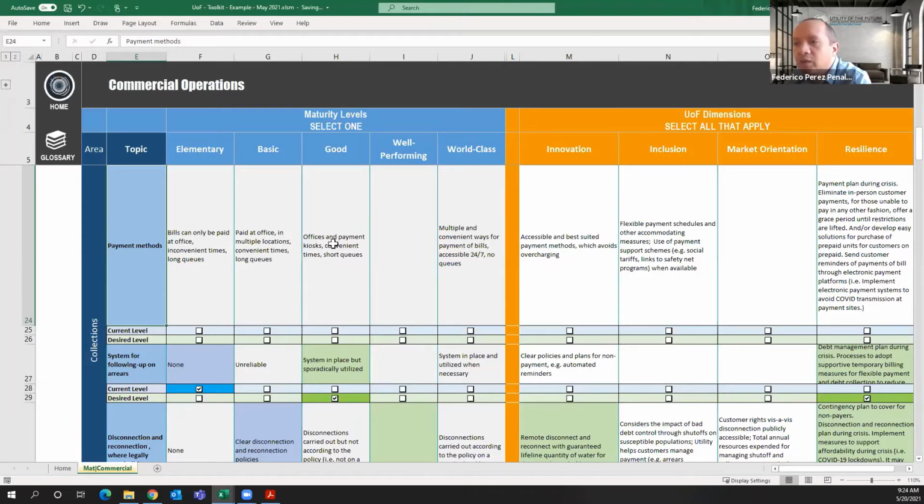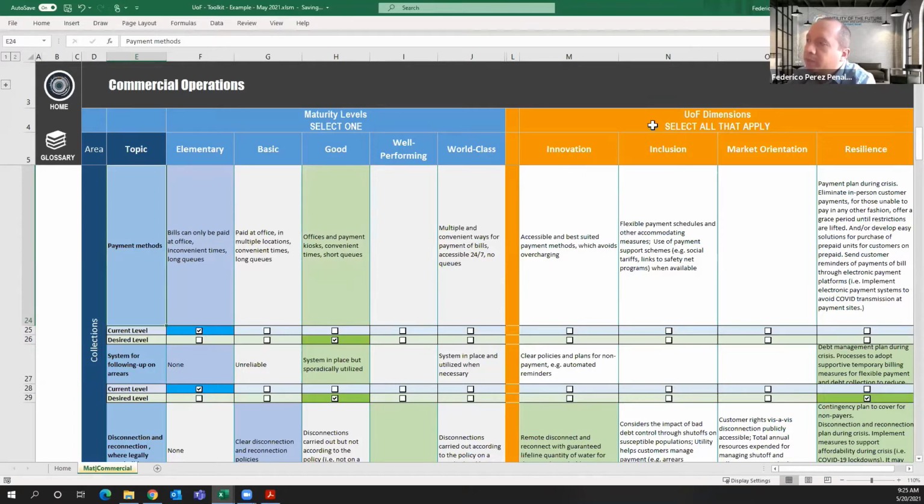The good level is that, okay, you have office and payment kiosk in convenient times, but shorter queues. No? So as you see, each level is much better than the one before. And for the world class, you have multiple and convenient ways to pay the bills 24/7, and you don't require queues. So you have different ways to pay. No, so for this example, you can say that, okay, we are in the basic level and you expect in 5 years at least to have a good level for this particular process.